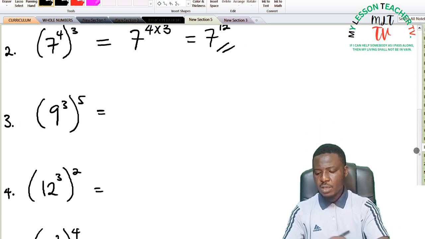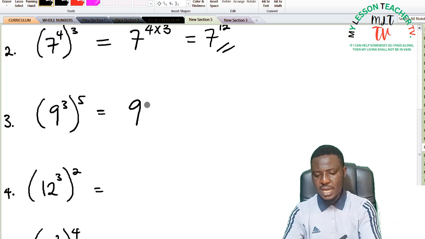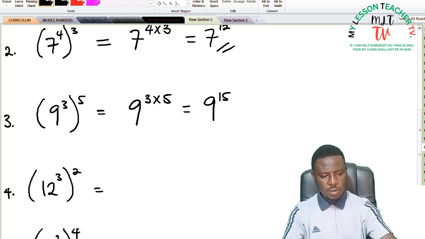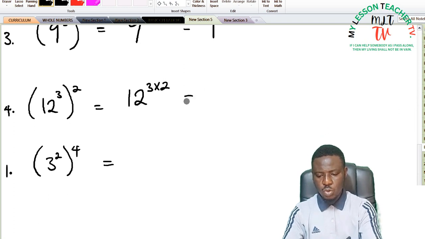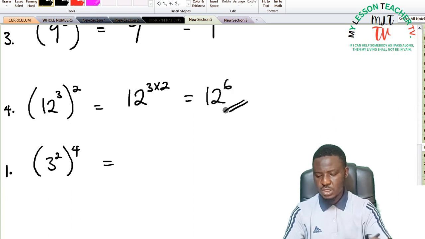Number 3, 9 cubed all raised to the power of 5 can be expressed as 9 raised to the power of 3 times 5, which is equal to 9 raised to the power of 15. Number 4, we have 12 cubed all squared. 12 cubed all squared can be said to be 12 raised to the power of 3 times 2, which is equal to 12 raised to the power of 6.